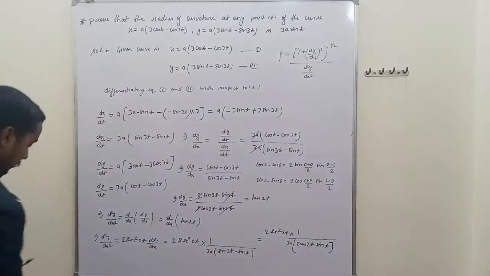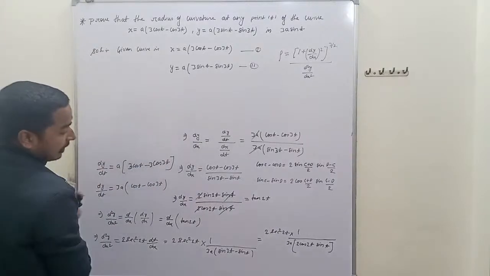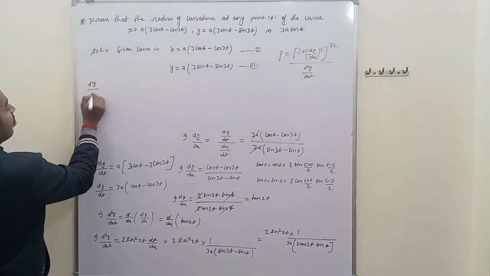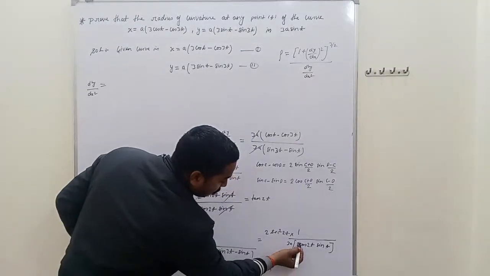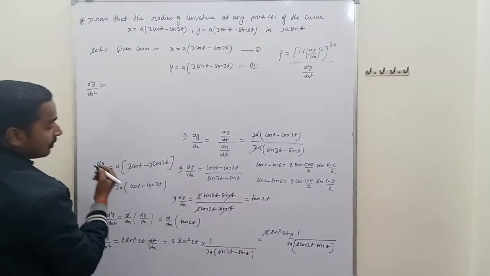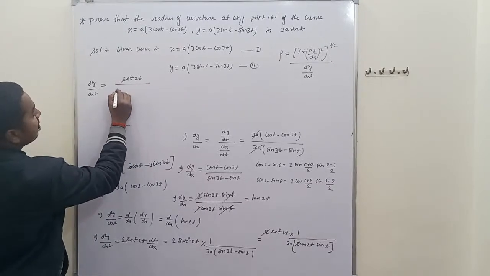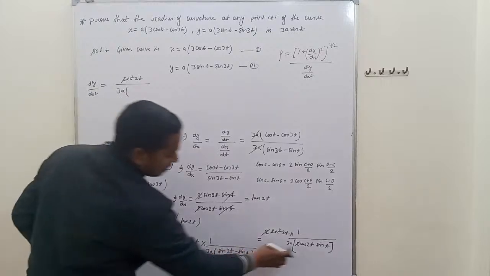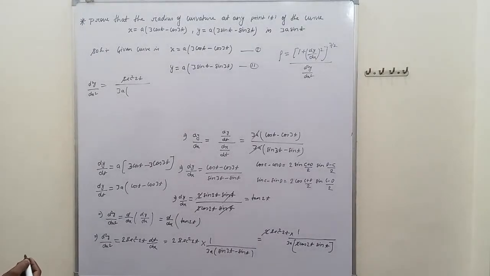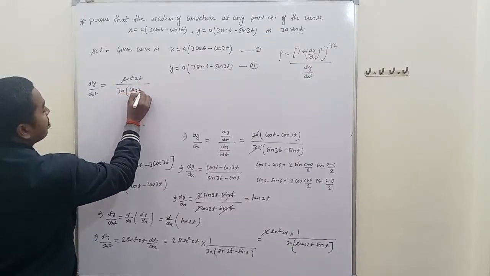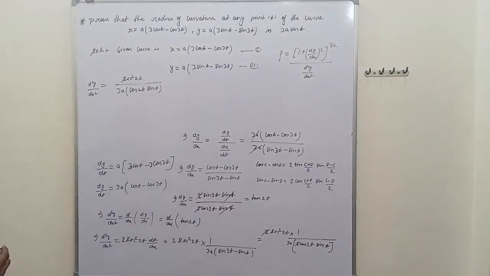Further we have to write this, d2y upon dx2 is equal to, from here 2 to 2 is cancelled out and the remaining is sec square 2t upon 3a into cos 2t into sin t.